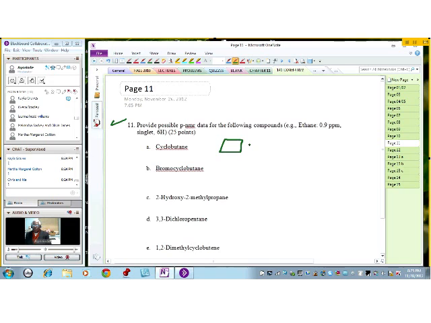So what will the PNMR data for this molecule look like? We know that it will have only one signal. What would be the chemical shift? Give me a rough idea. Very good. Somebody said 1.4 parts per million. What would be the multiplicity? No, they do not split each other. Equivalent hydrogens do not split each other.